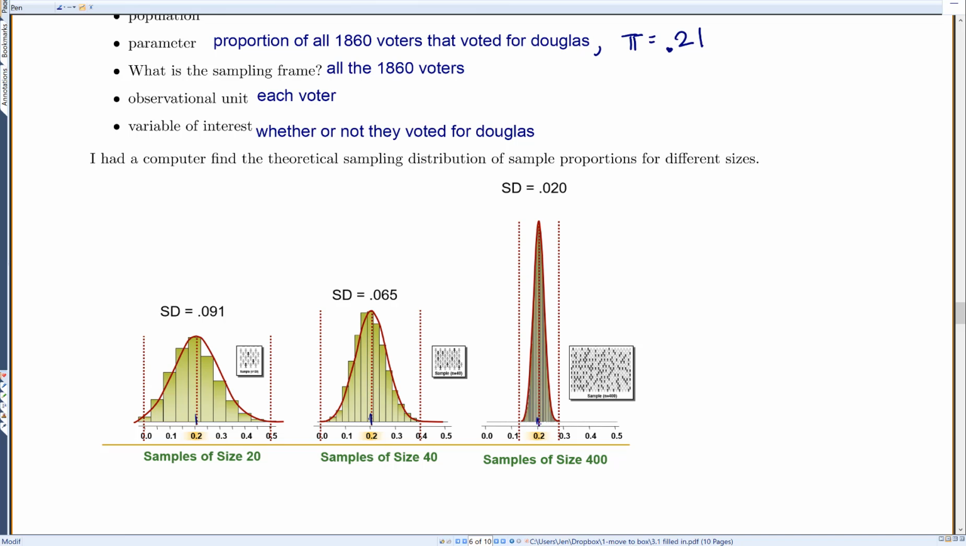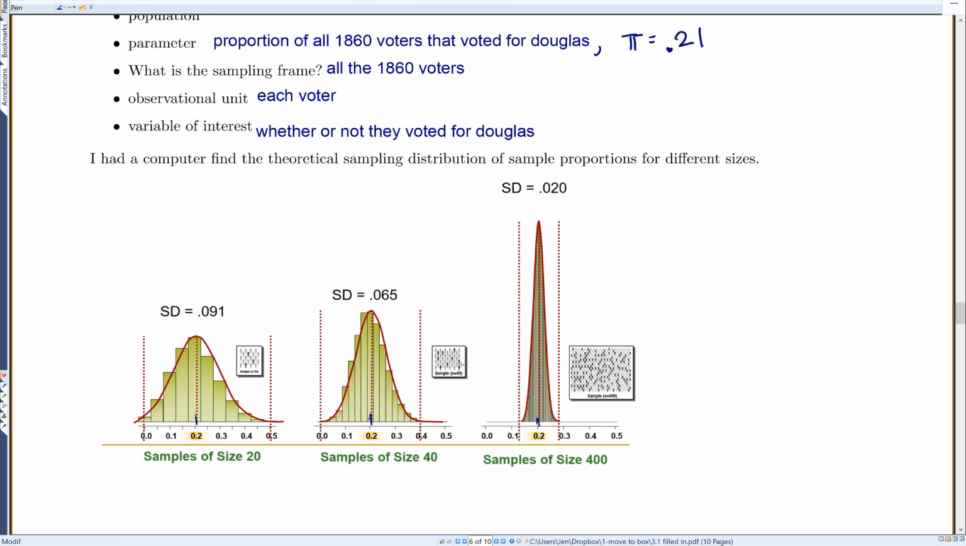Okay, if I look at the standard deviations though, what do you notice? As my sample size got bigger, my standard deviations seem to shrink, right? What this tells us is bigger samples give you more precise results. Bigger samples have less variability.